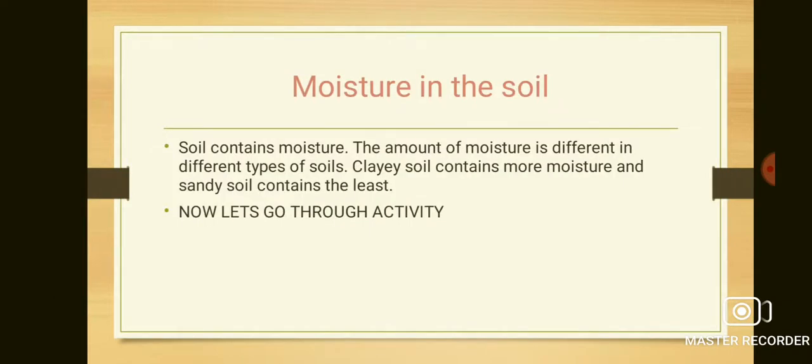So now let us go through our next topic, which is moisture in soil. Soil contains moisture. The amount of moisture is different in different types of soils. Clay soil contains more moisture, whereas sandy soil contains the least. So now let us go through one more activity based on this topic.